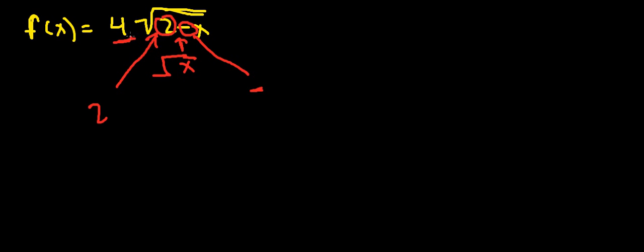So let's start with this 4. This 4 is pretty easy. We're multiplying our function by a number that is not a fraction. And this is not inside of, it's not multiplying the x. This is multiplying the entire function. So this is going to be a vertical stretch. So a full stretch of 4.